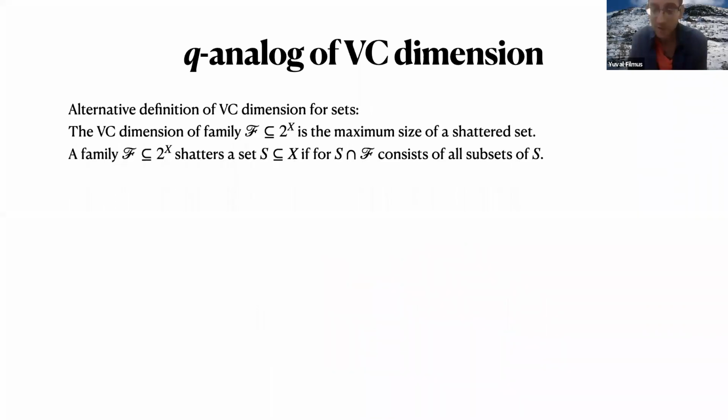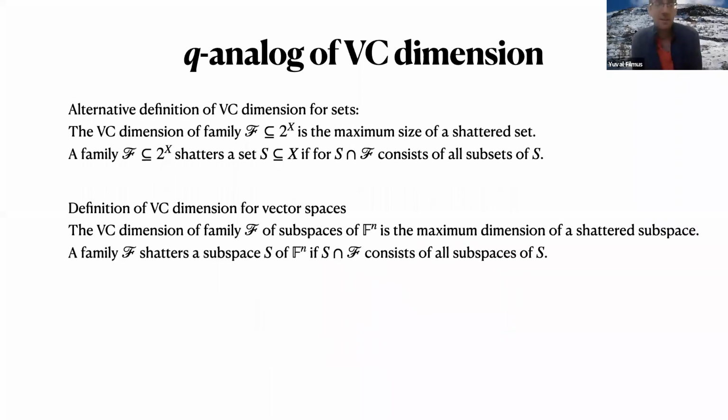So here's the definition we had before, and now it's kind of obvious how to generalize it to vector spaces. We replace size by dimension, and we replace intersection by intersection. So now we have a collection of subspaces of F^n, and its VC dimension is the maximum dimension of a shattered subspace. And when is a subspace S shattered? If, when we intersect the subspaces in the family with S, we get to see all of the subspaces in S.